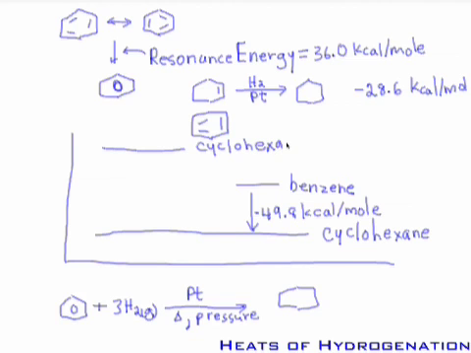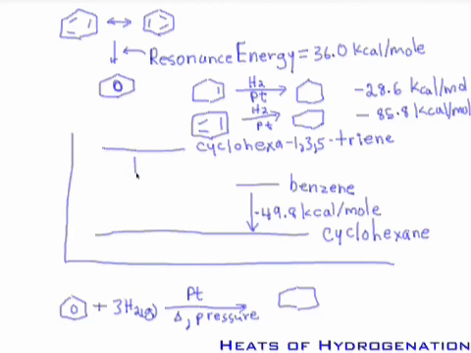cyclohexa-1,3,5-triene. So cyclohexa-1,3,5-triene, if hydrogenated, H2 gas, platinum, generating cyclohexane, would give me just 3 times minus 28.6. And 3 times minus 28.6 is minus 85.8 kilocalories per mole. So if that's the case, this is minus 85.8.